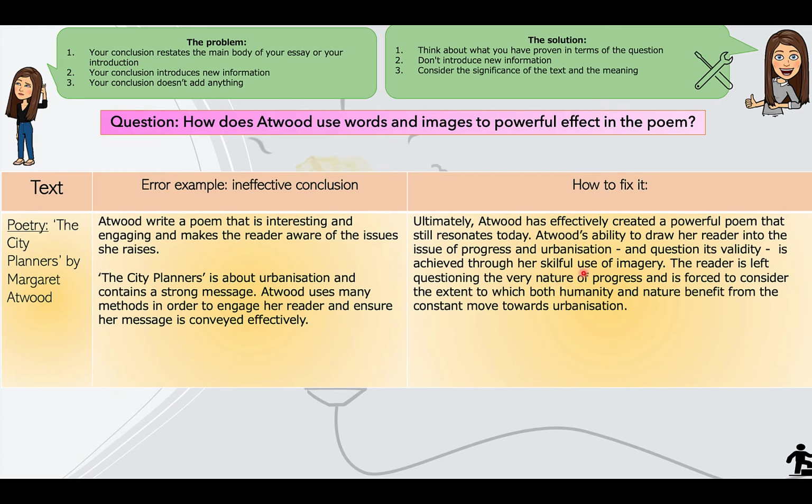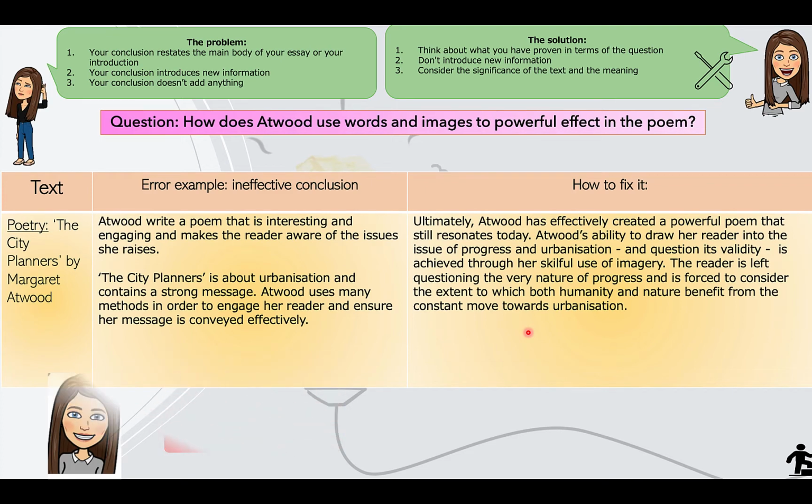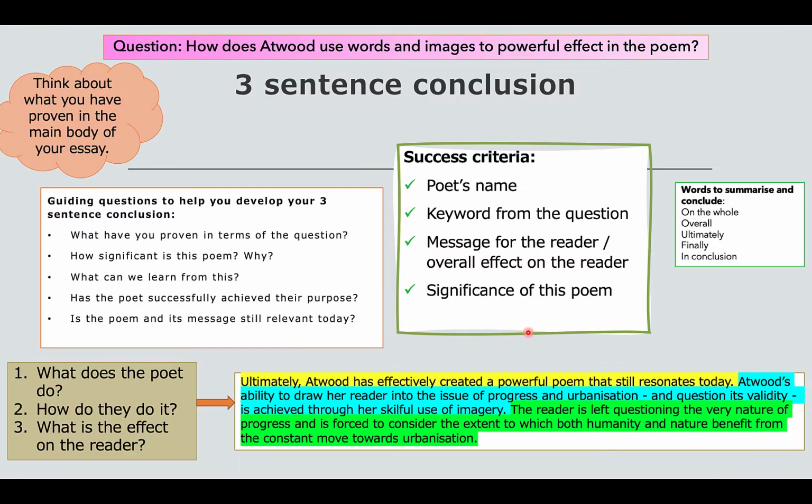So we've really encompassed the big ideas, the themes that are covered in this poem. Also thinking about the significance. How important is this poem to us, to society, to the reader? What do we get from it? So this is a much nicer conclusion, really builds upon what would have been discussed in the main body of the essay. So let's have a look at how we got there.